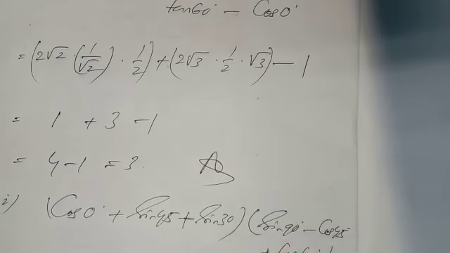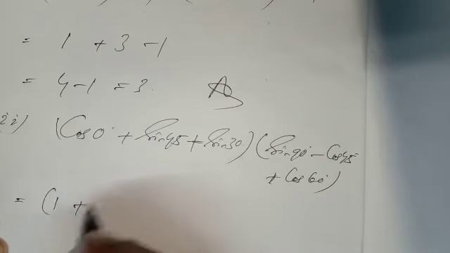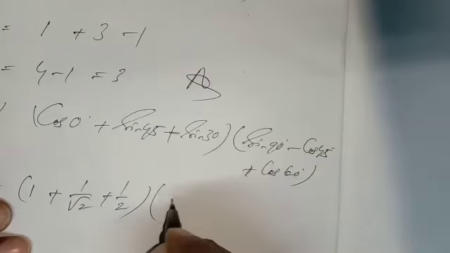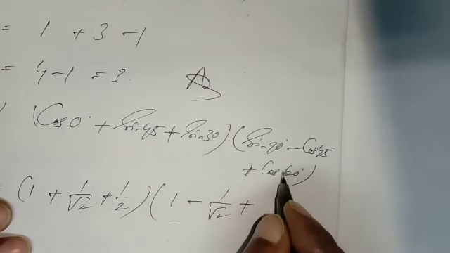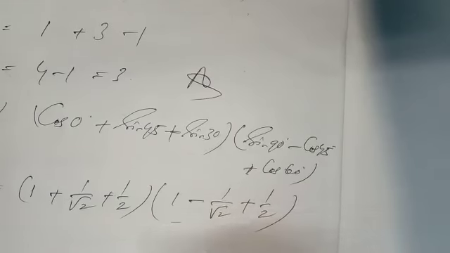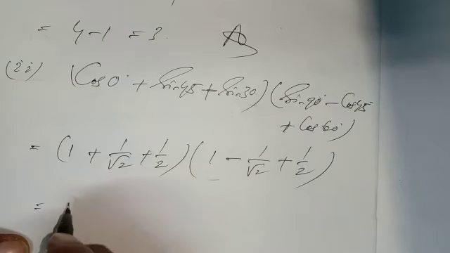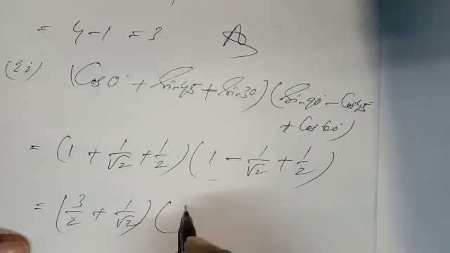Okay, now I put the values of all the parts. Cos 0 is how much? 1. Sin 45 is 1 by root 2. Sin 30 is 1 by 2. In this bracket, sin 90 is 1 minus cos 45, 1 by root 2. Cos 60 is 1 by 2. After that you see how much you are getting. 1 plus 1 by 2 is 3 by 2, plus 1 by root 2. And here 1 plus 1 by 2 is 3 by 2 minus 1 by root 2.